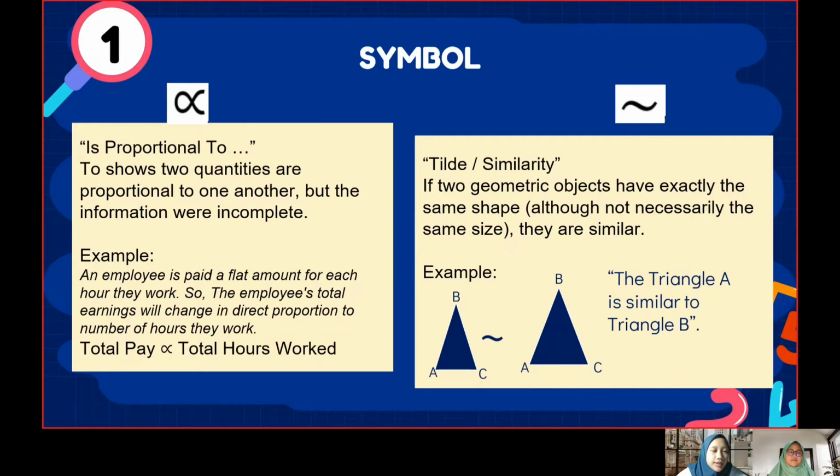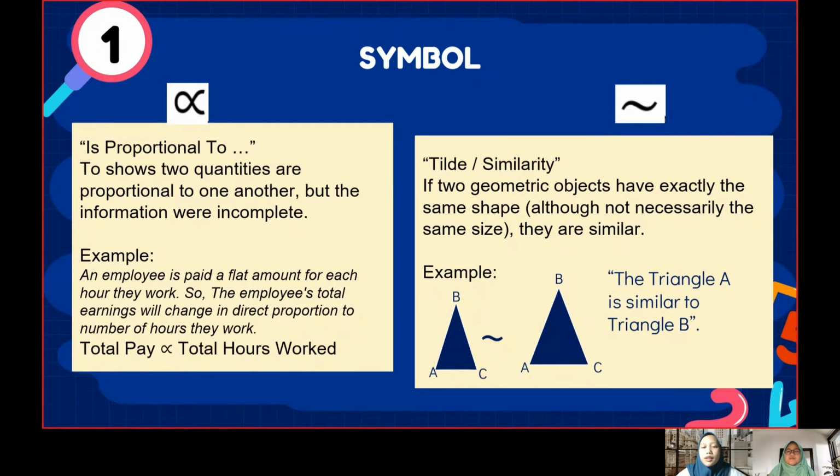Another one is proportional to, to show two quantities are proportional to one another, but the information is incomplete. For example, an employee is paid a flat amount for each hour they work, so the employee's total earnings will change in direct proportion to the number of hours they work. Total pay is proportional to total hours worked.